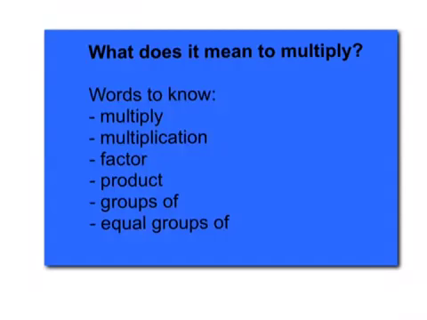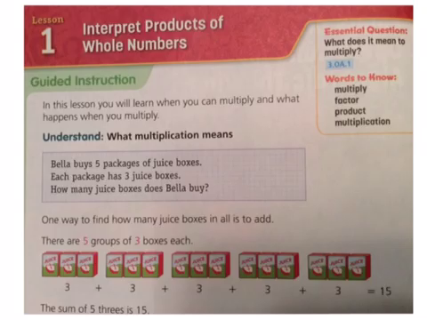Factor and product. You'll understand what these are as we work out a number sentence for multiplication. Groups of and equal groups of. It's always important to remember that when you multiply, you have equal groups of a number. As we go through this guided instruction, I'd like for you to get a pen or a highlighter and mark the important parts of the papers as I do so in the video, so please follow along.